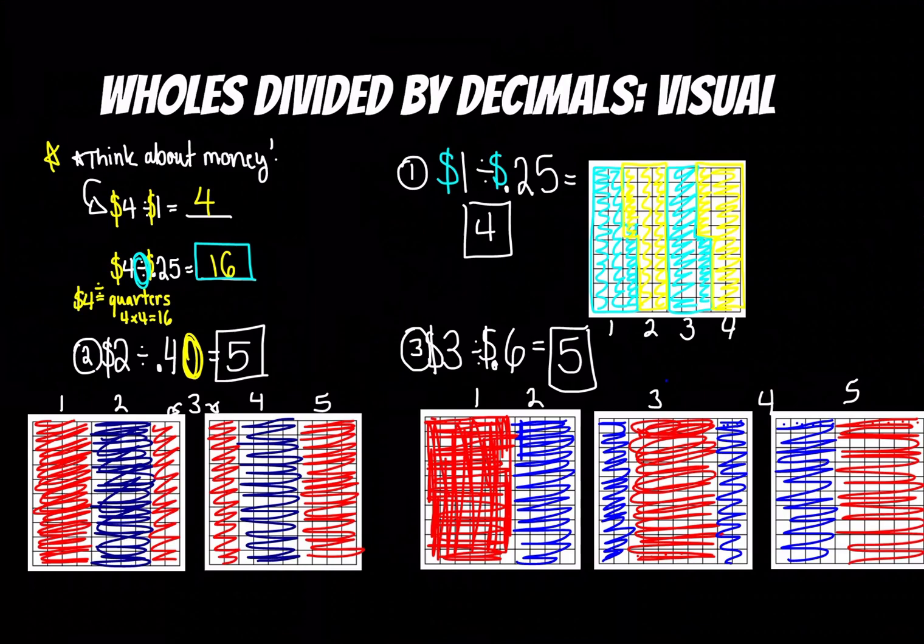But what happens if we go the other way, where we divide a decimal by a whole number? You have to come back to me for the next video on that.